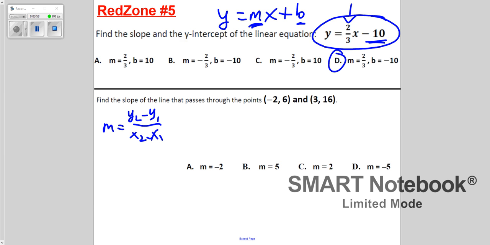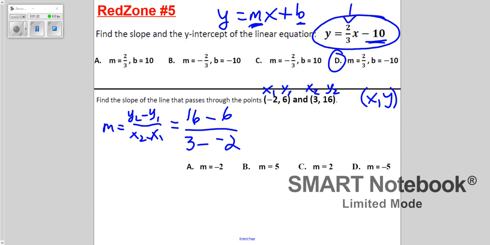So the first thing we're going to do is label our coordinates. Each coordinate is x comma y. So the first one is x1, y1. And the second one is x2, y2. Now we just substitute them into the formula. 16 minus 6 over 3 minus -2.